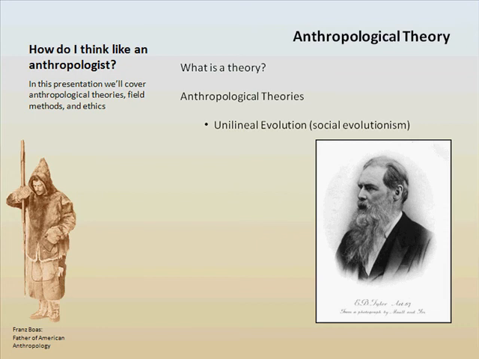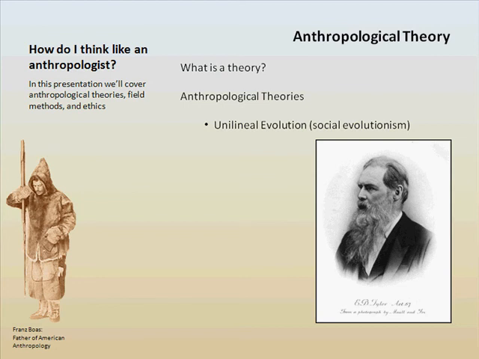There was also an assumption that the pinnacle of this cultural evolution was Western society. So it was a very ethnocentric, racist theory. There was this assumption that people from industrialized nations were more intelligent and so forth.